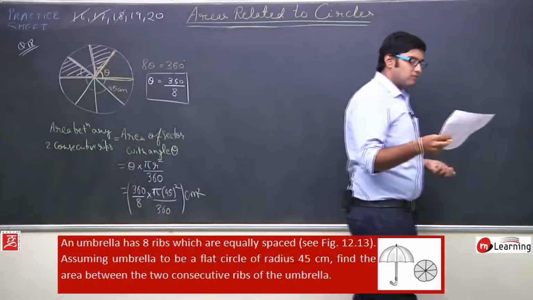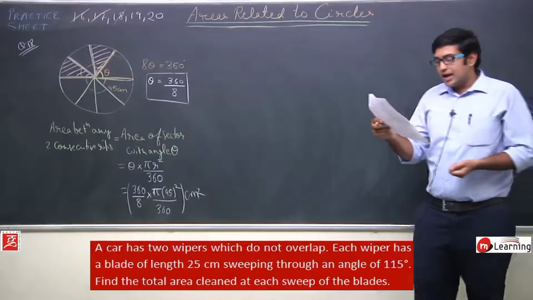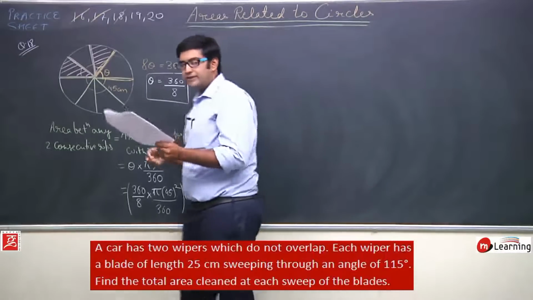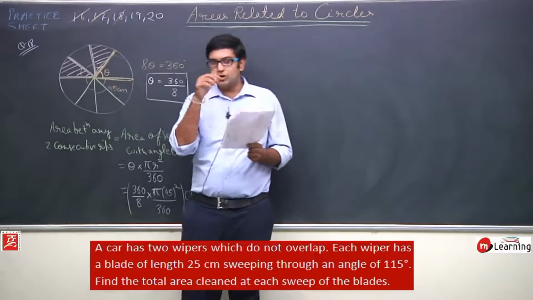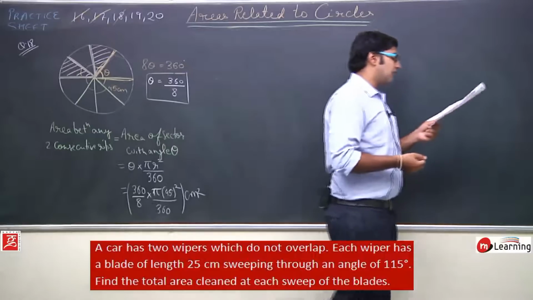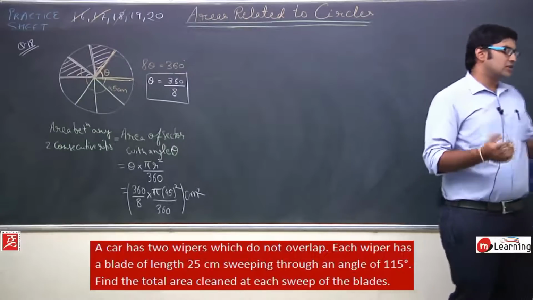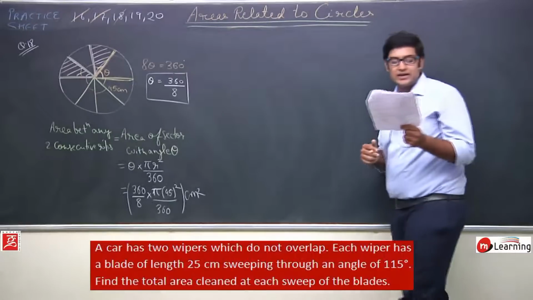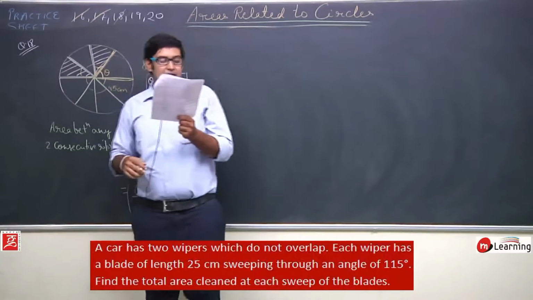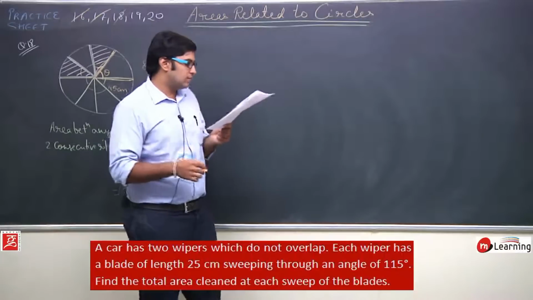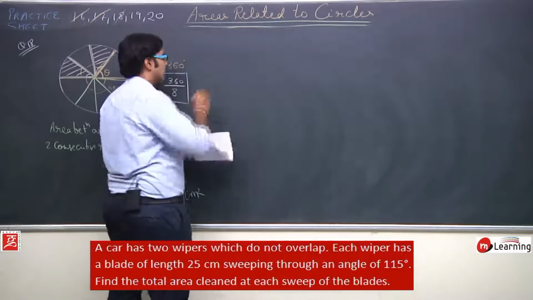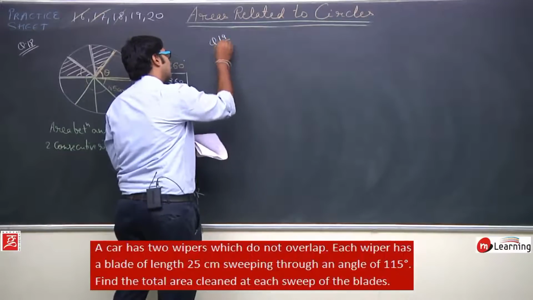Now let us solve question number 19. A car has two wipers which do not overlap. Okay, you have seen the wipers of a car, they do not overlap each other. Each wiper has a blade of length 25 centimeters sweeping through an angle of 115 degrees. Find the total area cleaned at each sweep of the blades. Okay, so question number 19.